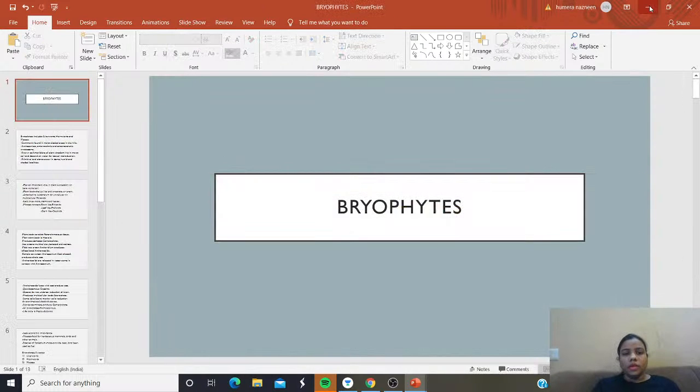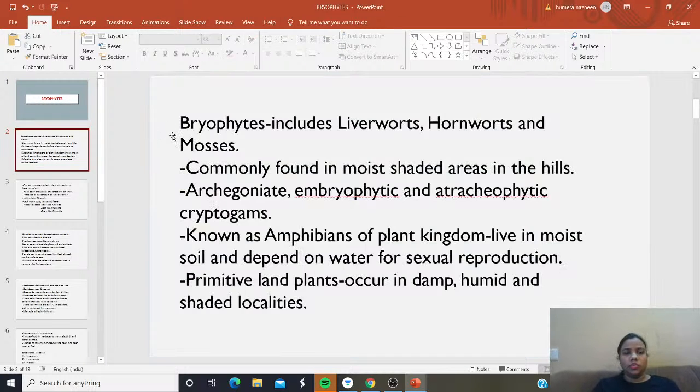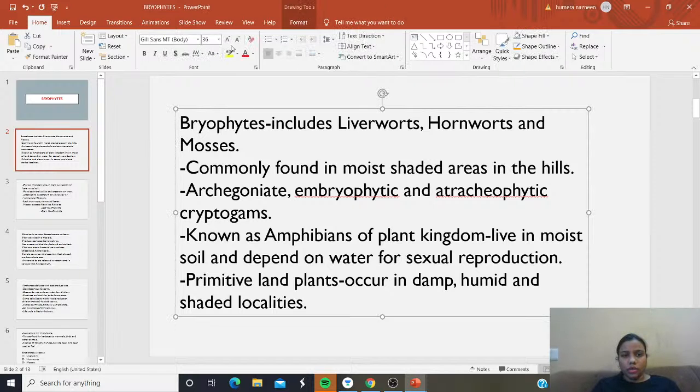Today we are going to see a quick view of bryophytes. What exactly are bryophytes? How are they reproducing? How is their body type? Everything, in a quick view. Bryophytes include liverworts, hornworts, and mosses.